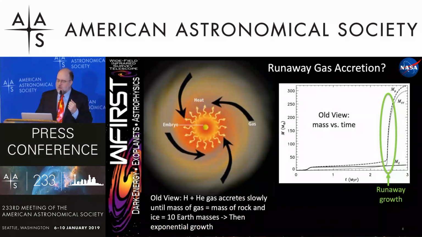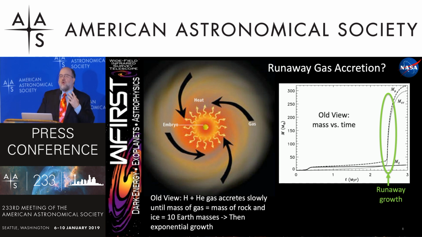Okay, and to explain why the core accretion theory has been predicting this gap, I wanted to talk a little bit about this runaway accretion process. This diagram on the right shows the traditional core accretion model for giant planet formation. Initially, you get a roughly 10 Earth mass core that begins to slowly accrete hydrogen and helium gas.